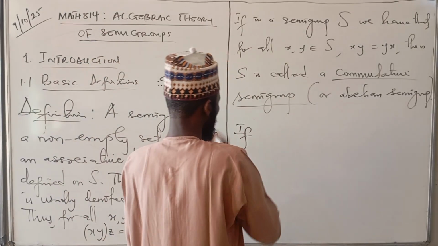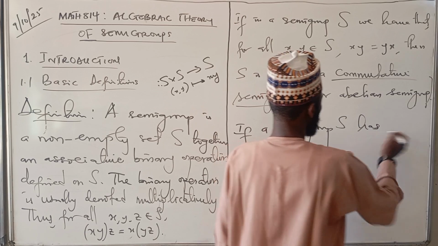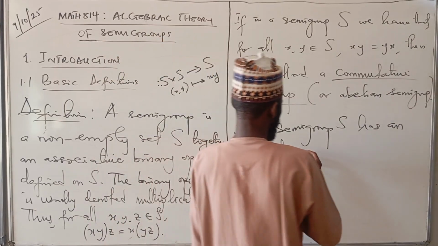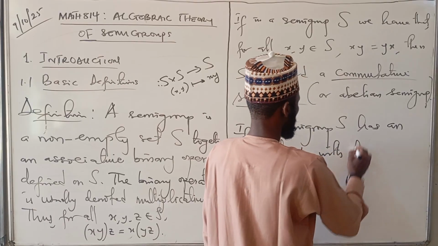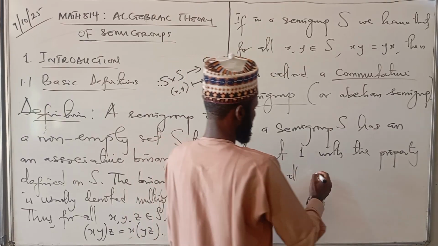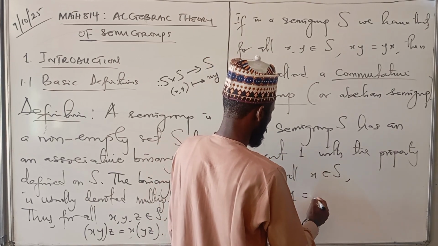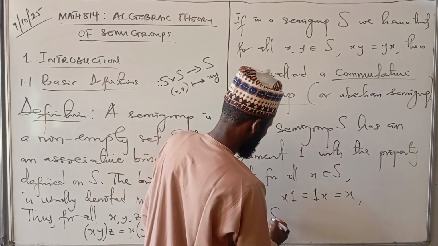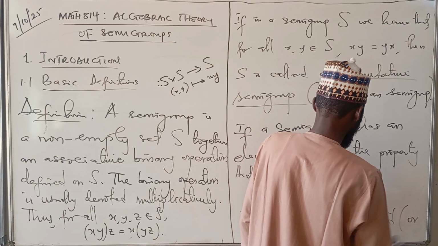If a semigroup S has an element, say 1, with the property that for all x in S, x times 1 is equal to 1 times x, which is equal to x, then the semigroup is called a monoid, or you say a semigroup with identity.